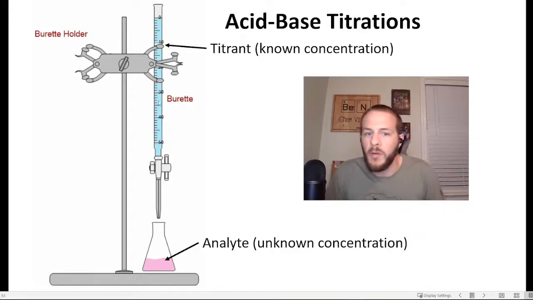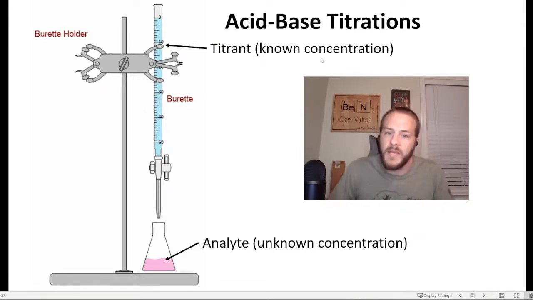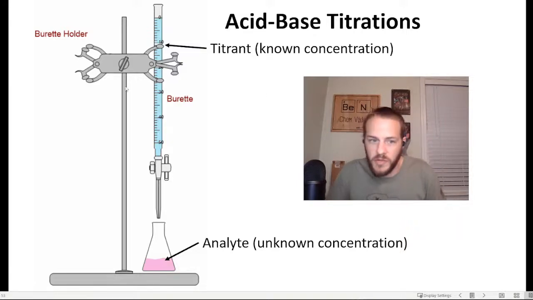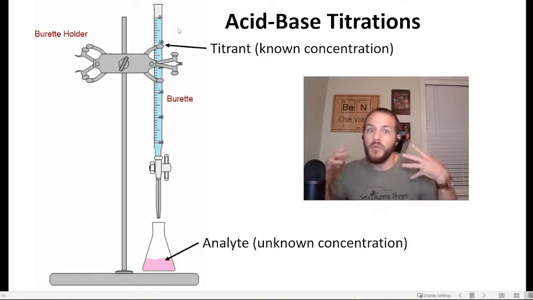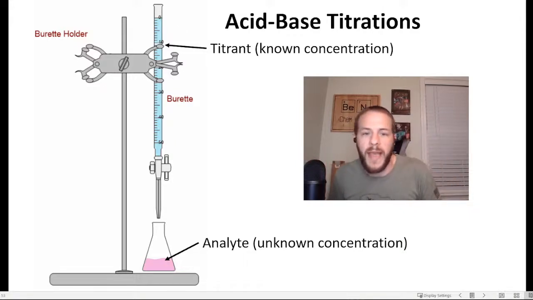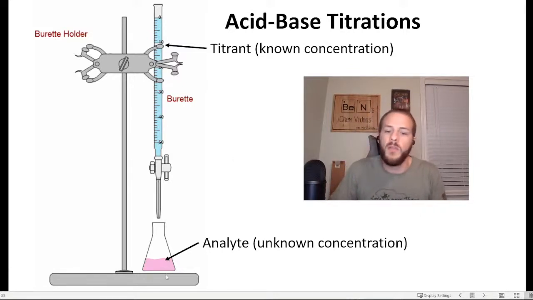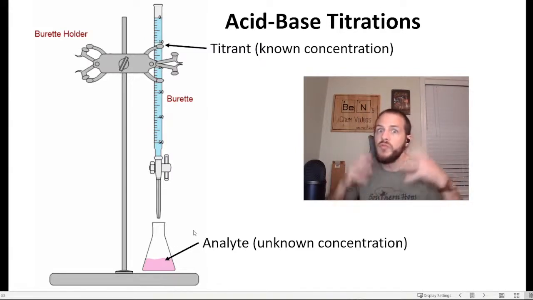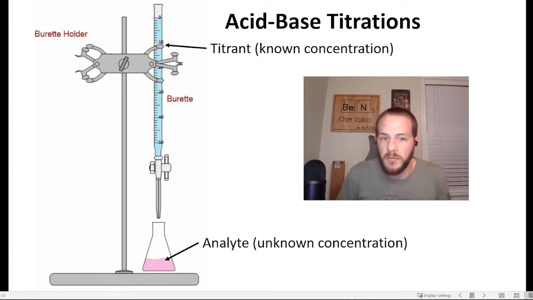And loaded into the burette, you have a substance called the titrant, which is of known concentration. So this is something that you know is either an acid or a base, and you know the concentration of the acid or base that you load into the burette. That's your titrant. And then down below, you have what's called the analyte, which is something that you know the volume of, but you don't know the concentration of, right?